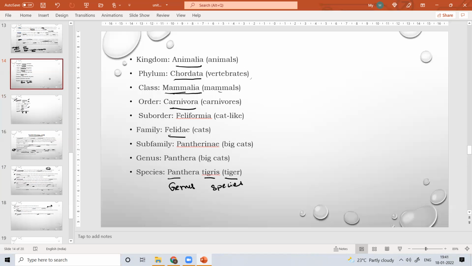And this is the classification of tiger. Here the species is Panthera tigris. The scientific name of tiger is Panthera tigris. Here Panthera is the genus and tigris is the species. The subfamily is Pantherinae, the family is Felidae, that means cats. All cats are included in this specific family. The suborder is Feliformia, cat-like. The order is Carnivora. The class is Mammalia. The phylum is Chordata. The kingdom is Animalia.